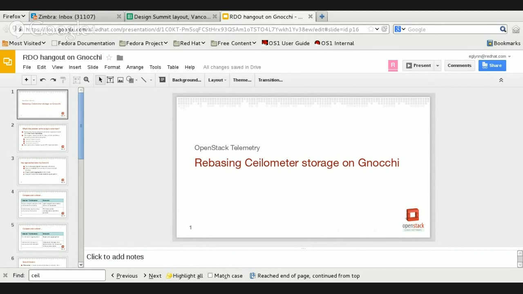And basically what I want to use this Hangout to do is kind of talk you through what the motivations are, what's different about Gnocchi compared to classic Ceilometer, and how we're mapping on various use cases that we have today onto the brave new world that'll be rebased on Gnocchi. So what's the exact problem that we're trying to solve here?